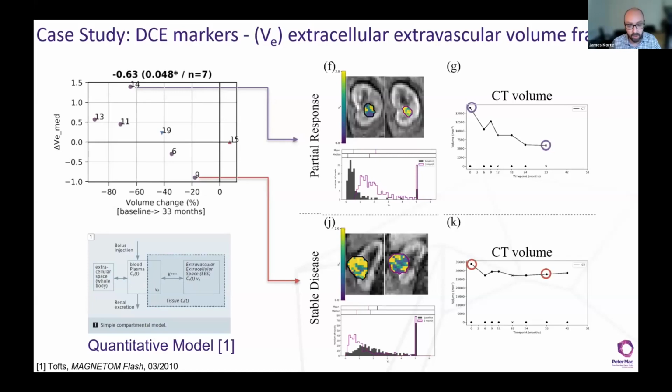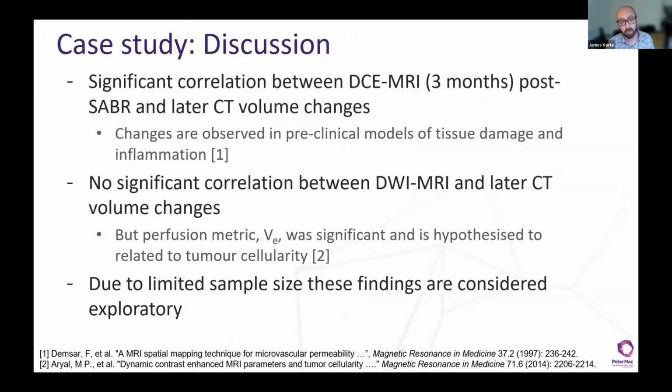In comparison, if you look at a participant with stable disease, their VE at 3 months is actually decreasing. And if you look at the volume of their tumor on CT over time, it remains relatively stable. There's not much change, indicating that they haven't responded very positively to treatment. Well, keeping the tumor in the same condition is actually considered a benefit, but they haven't had a full response. So from that, we can say there's a significant correlation between DCE and later changes in CT volume.